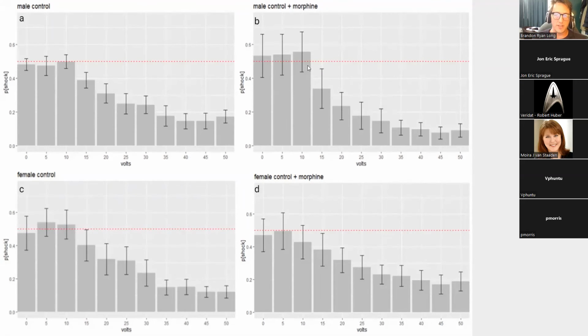The only effect we have is that these seem to be actually shorter. The bars seem to be shorter, meaning they're preferring the non-shock side a bit more after they're administered morphine. And we don't really see any effect in females, really.